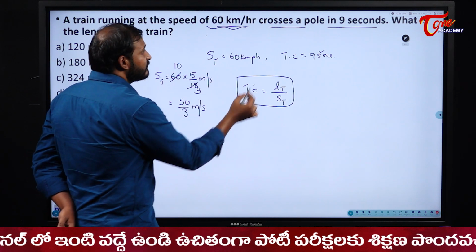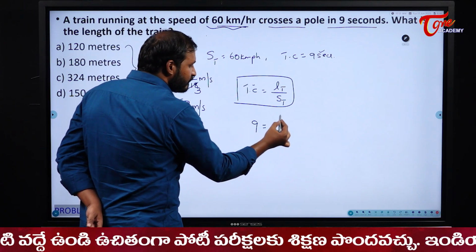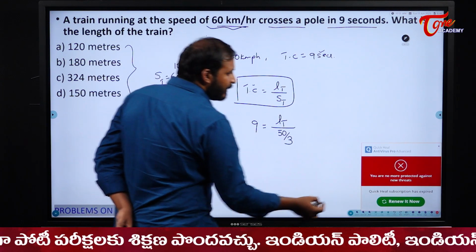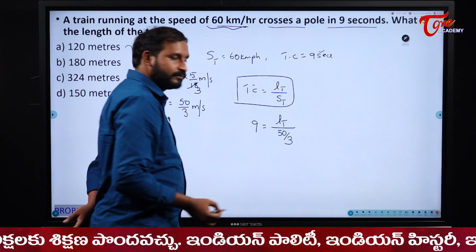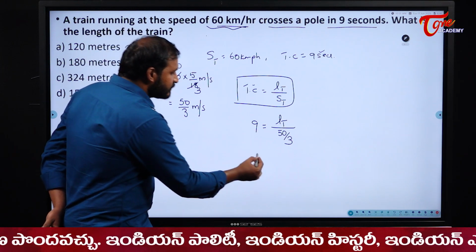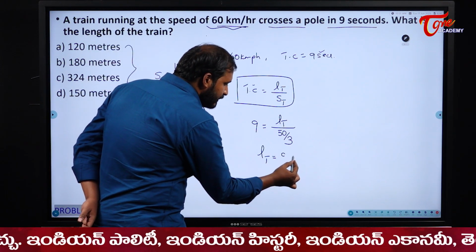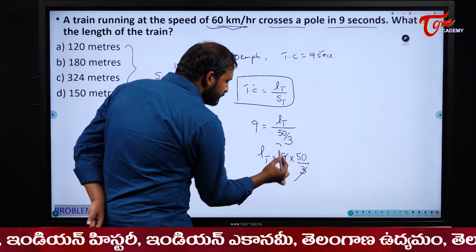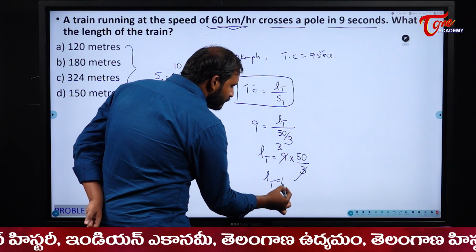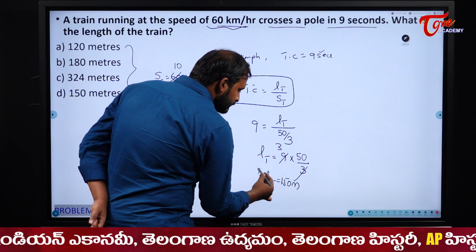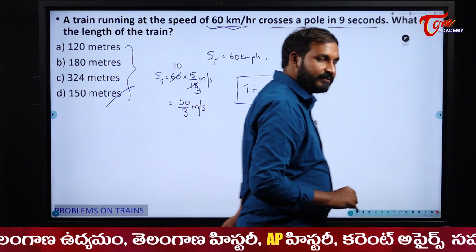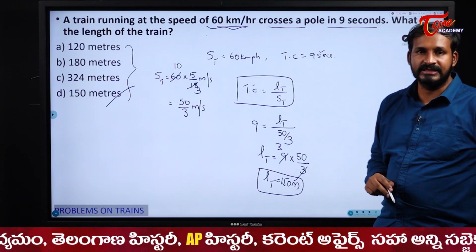So substitute in this one, time taken to cross is 9. Length of the train we need to find it by 50 by 3. So now what happens to length of the train? 9 into 50 by 3. 3 ones, 3 threes. So length of the train here becomes what? 150 meters. 150 meters is our answer in this case.